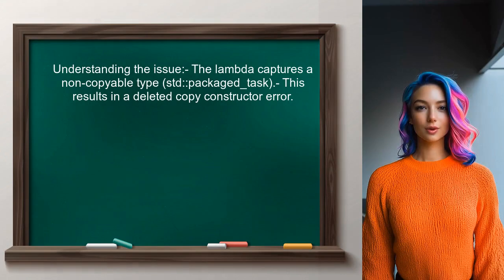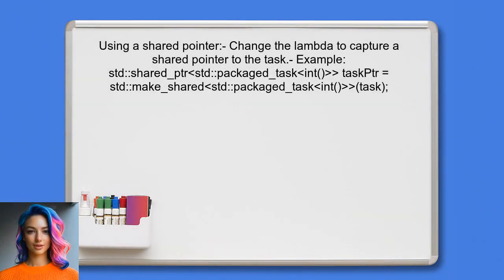To address the user's issue, we first need to understand why the lambda expression cannot be copied. The user is trying to store a lambda that captures a non-copyable type, which leads to the error. Next, the user should consider using a shared pointer. By using a shared pointer, the lambda can capture the task without needing to copy it. This allows for proper memory management and avoids the deleted function error.